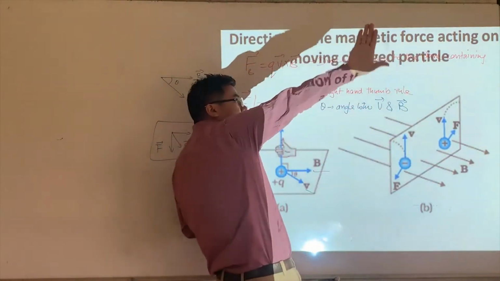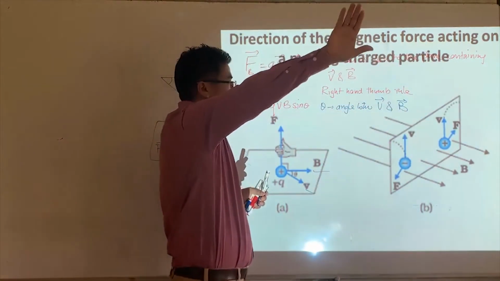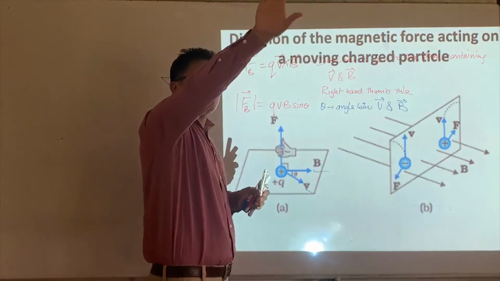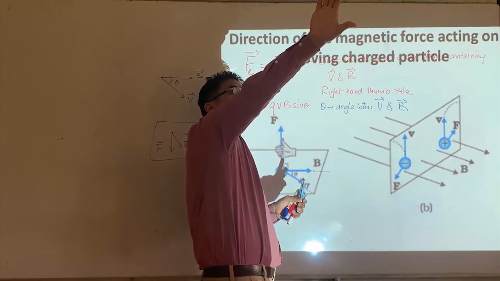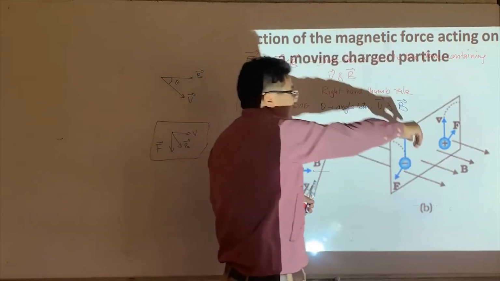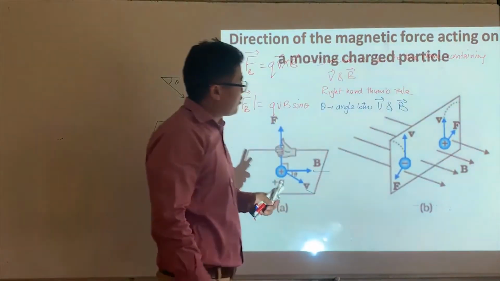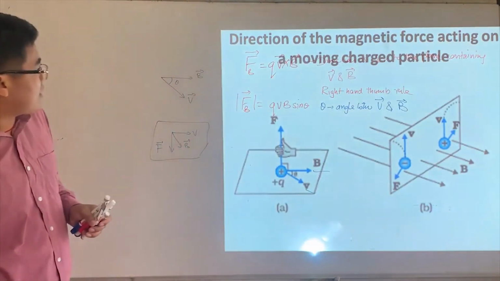Again, I am repeating. These fingers are the direction of velocity, and velocity goes toward the magnetic field. Then the force is going to be this. This is the force. All right. So this is what we have, right?